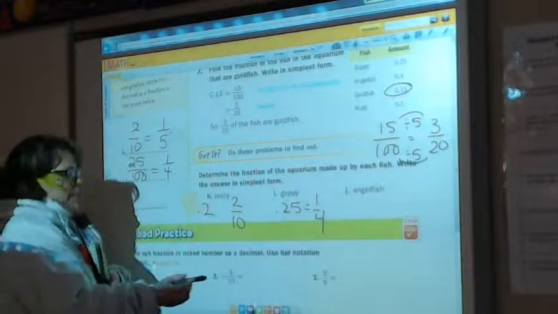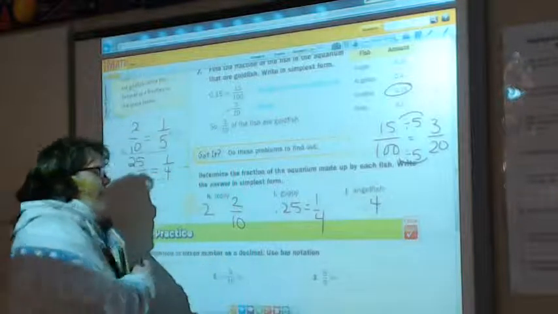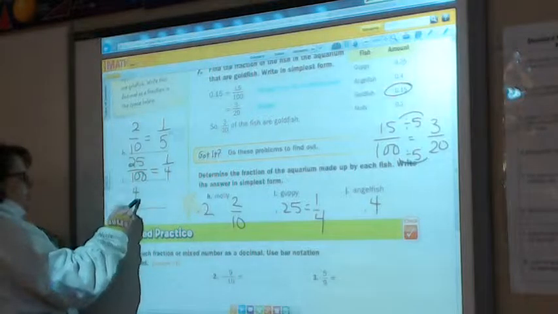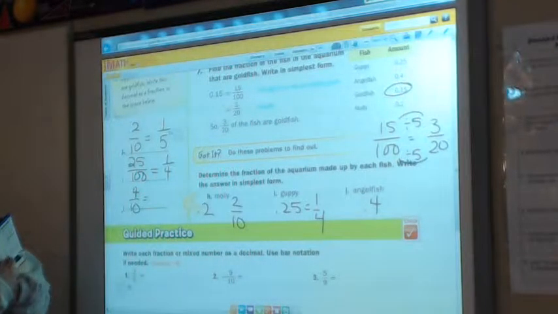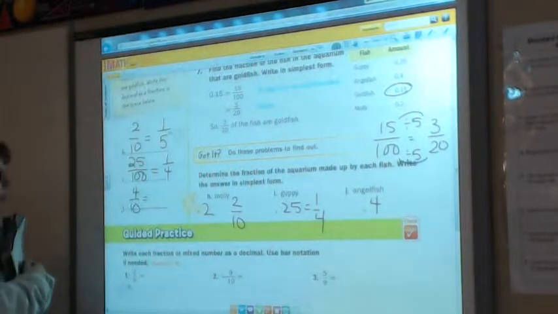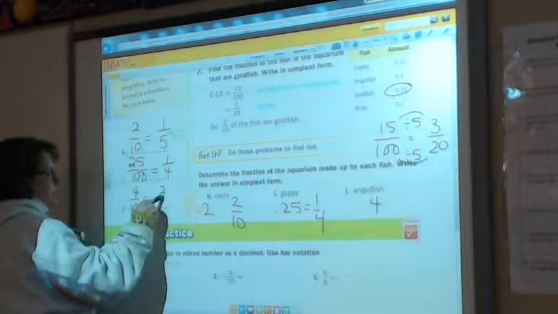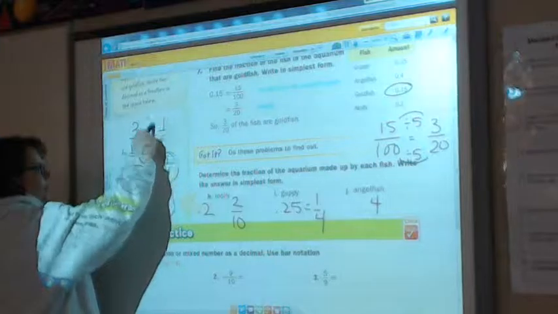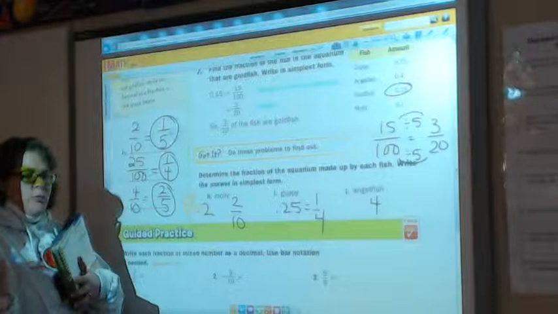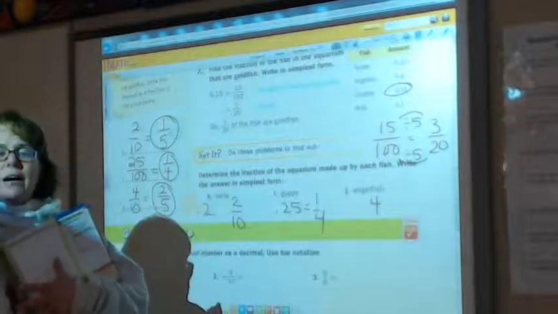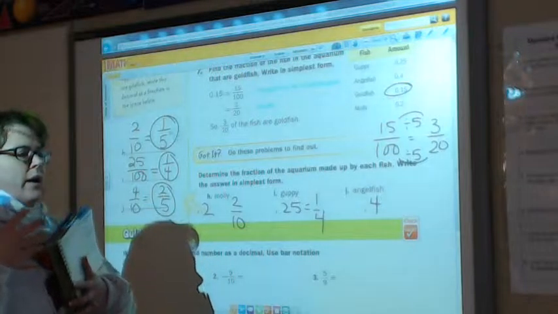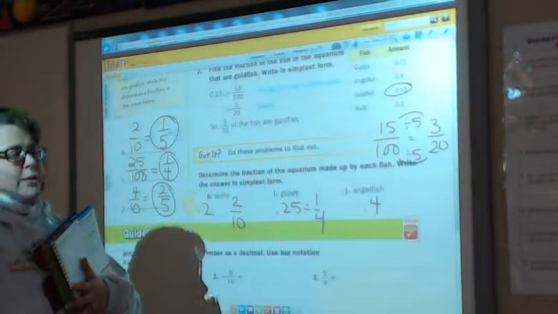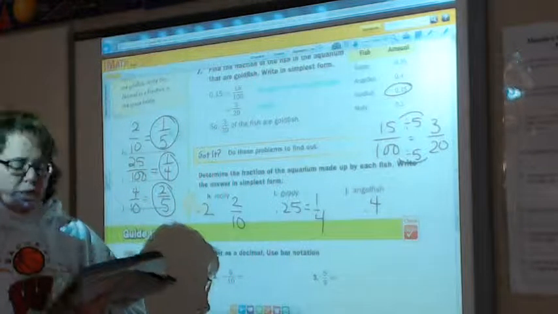Angelfish. Angelfish is 0.4. So that is 4/10. Now we can simplify that because 2 can go into both. 2 goes into 4 2 times. 2 goes into 10 5 times. So that's our answers. If you got any of those wrong, go back and rewatch the video. If you didn't, then you can move on.